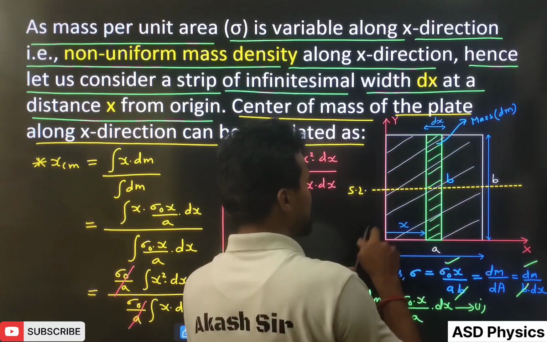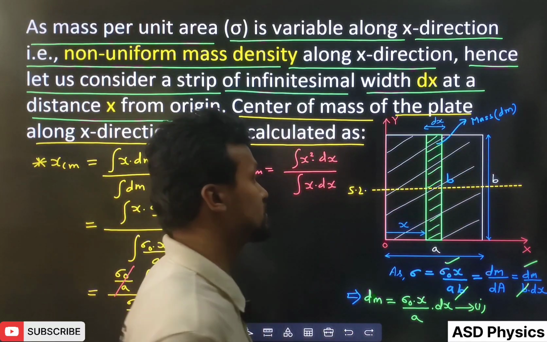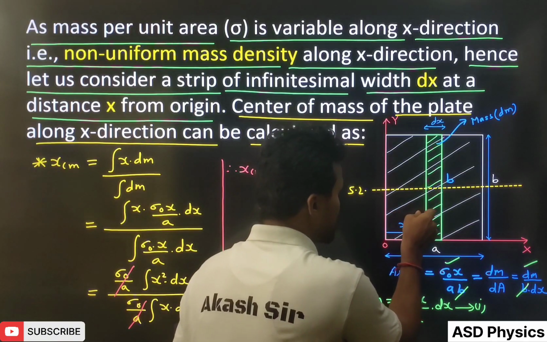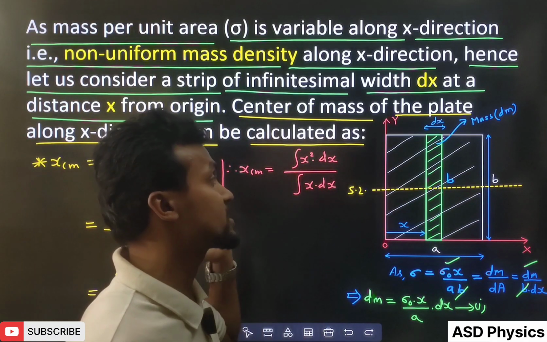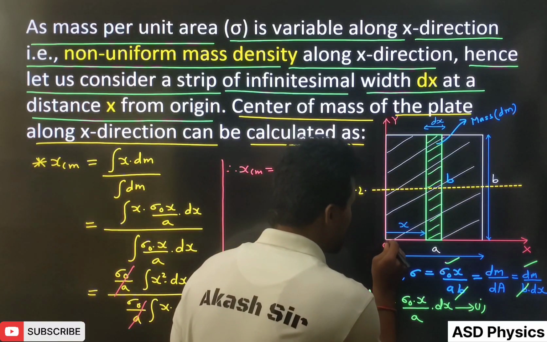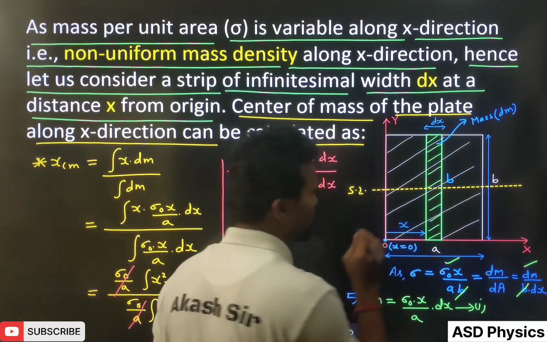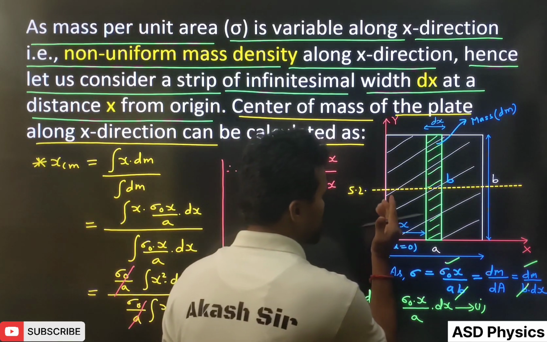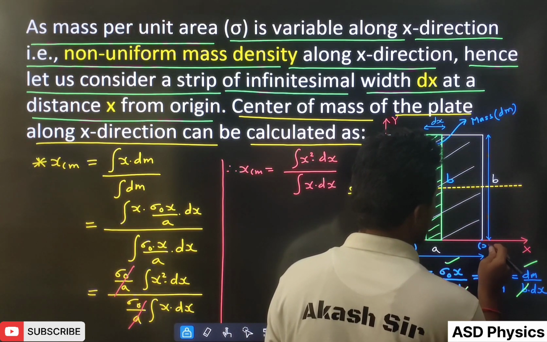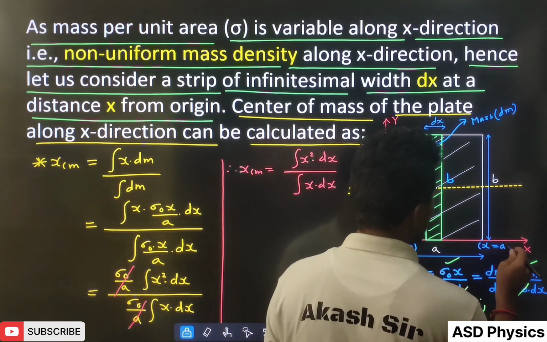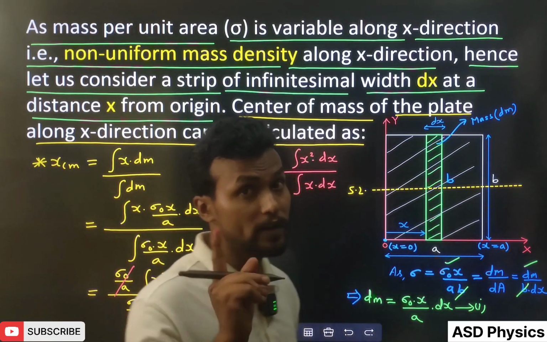That means this is the strip here, but if we are going along the x direction and covering the complete plate, we can tell here one strip, here one strip, here one strip. So many strips are there, and all these strips we have to add, because integration means summation. The first strip is at this point, where x equals 0, then the value of x will keep on increasing, and when we reach the last strip, x equals a. That means we have to integrate from x equals 0 to x equals a.